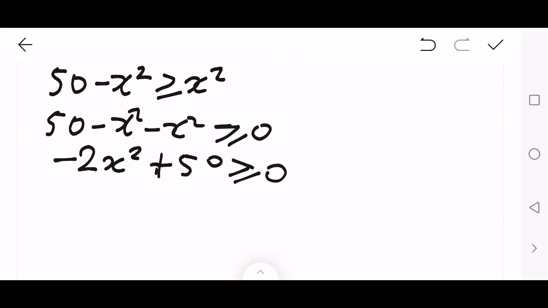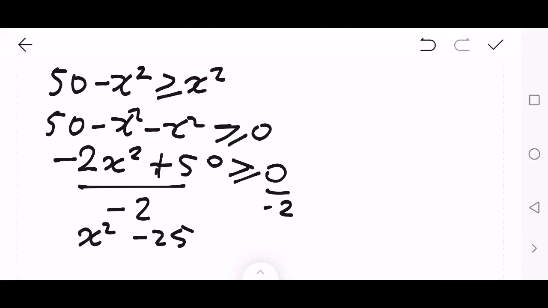So we have to write this out in a way that we can work with. So we'll divide by minus 2 on the left and divide by minus 2 on the right. So minus 2 divided by minus 2x squared is positive x squared, and 50 divided by minus 2 will give us minus 25.